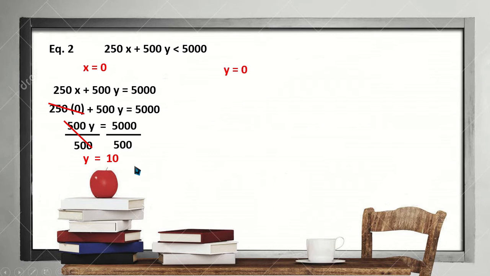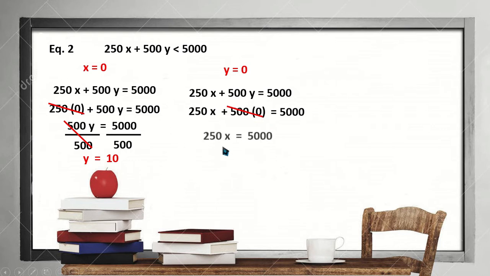Next naman, we have y is equal to 0. So, papalitan naman natin dito yung y na equal to 0. So, we have 250x is equal to 500 times 0 is equal to 5,000. So, cancel na yung 500 times 0. Ang matitira na lang is 250x is equal to 5,000. So, divide ulit natin both sides by 250 para makancel yung 250 dito. So, we have x is equal to 20.